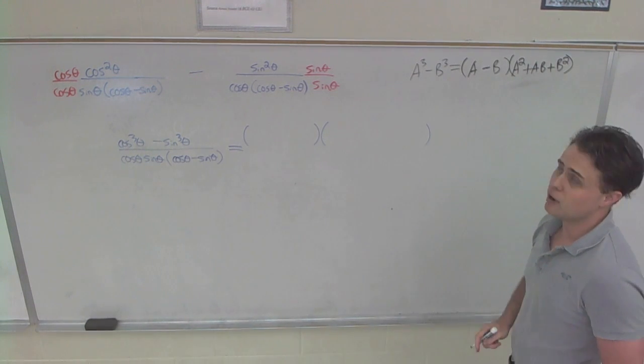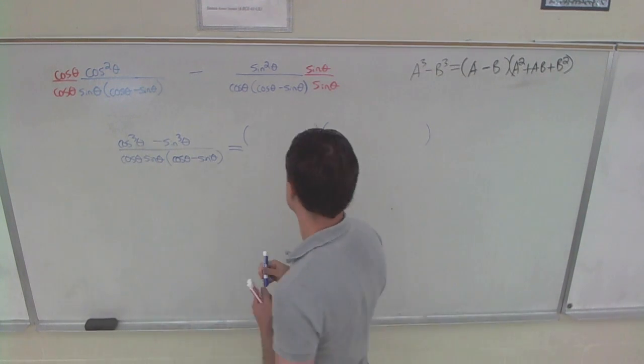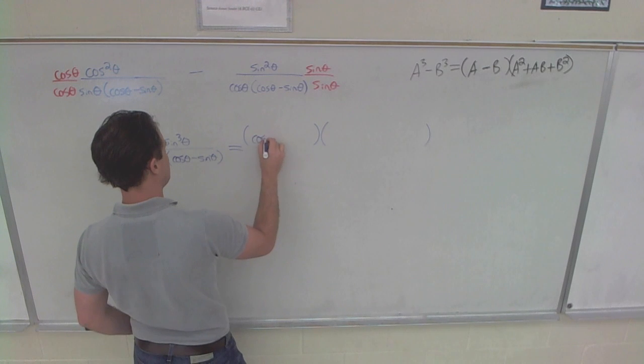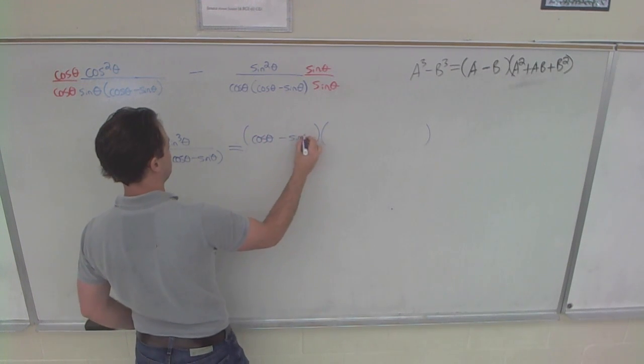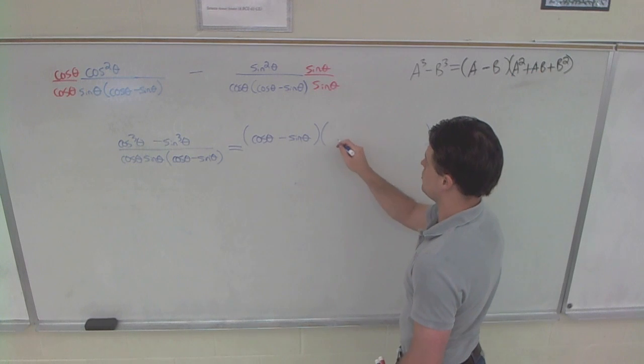So I'm going to now factor the top using that factoring scheme, whether you've seen it before or not. So I'm going to say the thing being cubed here is cosine. This is cosine minus sine. And I'm going to follow my factoring scheme.